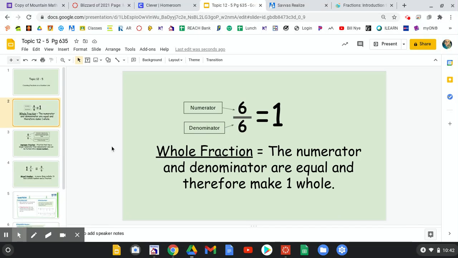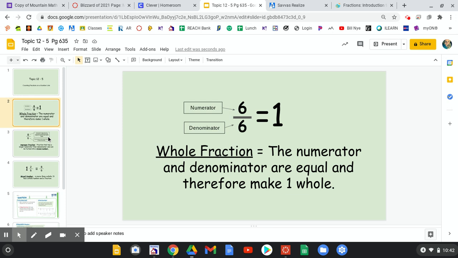The first of which is a whole fraction. Remember, when you have the same number in the denominator as you have in the numerator, that you have a whole. Like when we were doing the candy bars in class and we broke them up and we had 12 pieces, that was still a whole candy bar if you had all 12 pieces. So if the denominator and the numerator match, then it's a whole fraction. It makes one whole item.